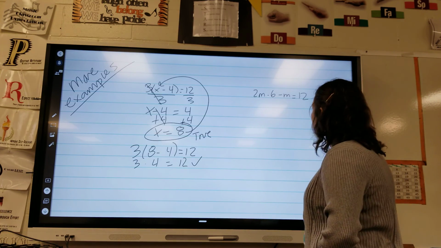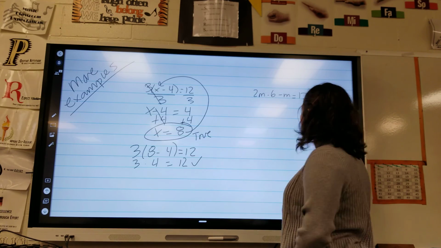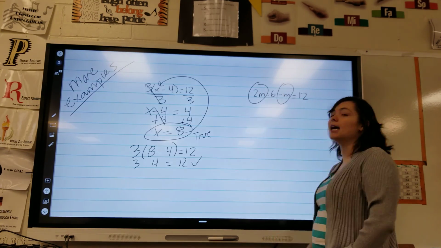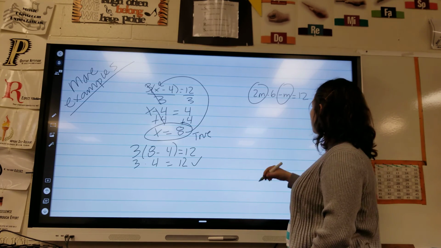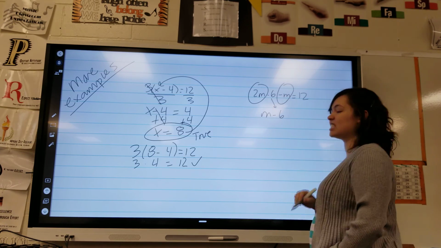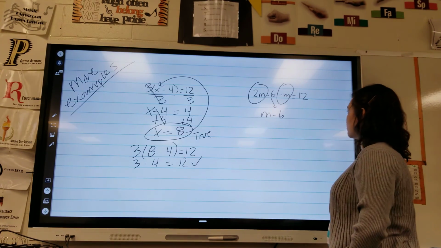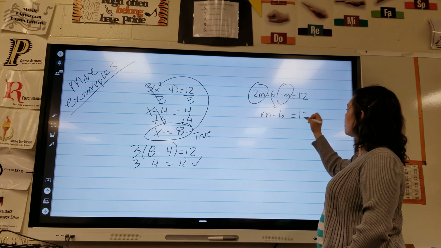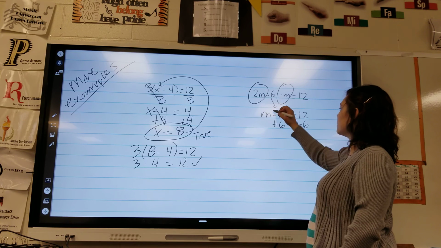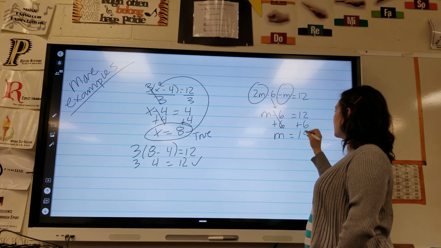All right, let's do this one. First thing I'm going to do, because I like the method of combining like terms first, I'm going to combine my m's. I have a 2m and I have a negative 1m. 2 minus 1 is 1m. Keep that 6 down there. It's not just 6, it's negative 6, as you can see from the negative sign. And this is equal to 12. Now I'm going to add 6 to both sides to cancel those out and get m alone. M is equal to 18.